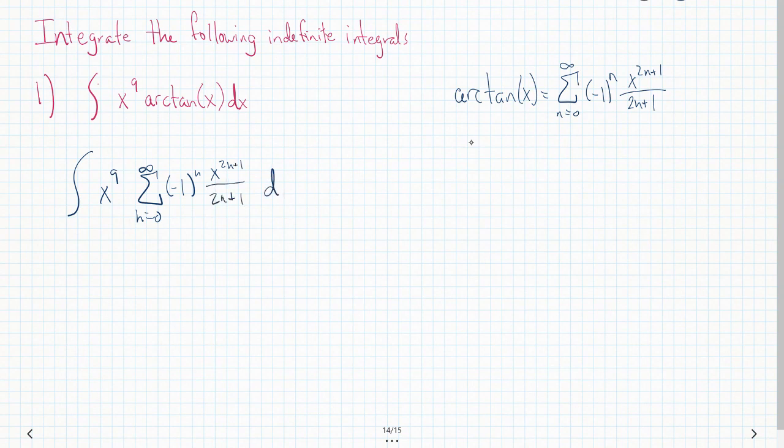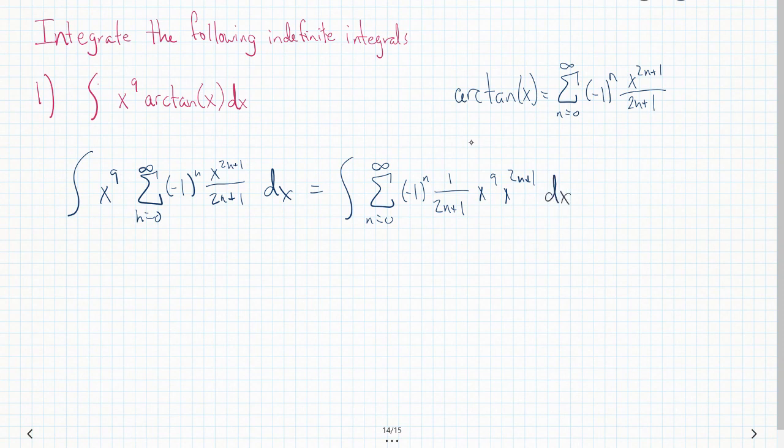Okay, and then we have our dx. X to the ninth can go on inside. So this thing equals the integral, the summation, n equals 0 to infinity, negative 1 to the n. I'm going to pull out the 1 over 2n plus 1. And then we'll write this as x to the ninth times x to the 2n plus 1, and then a dx, right?